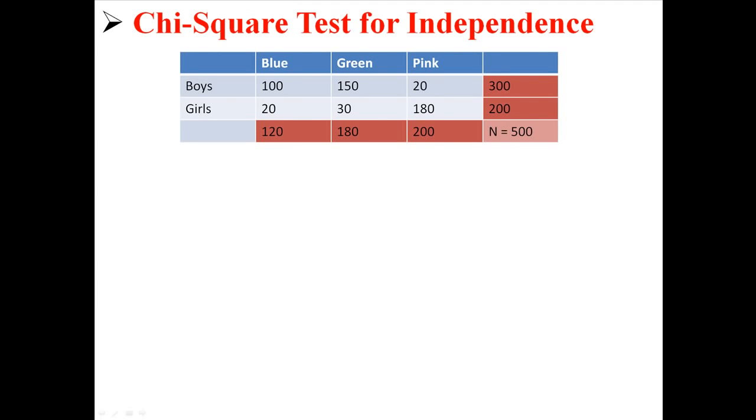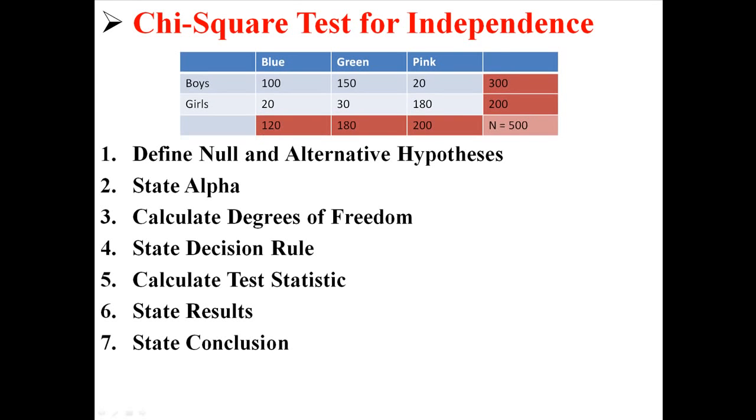So here is our table. On the bottom, you can see that I have the column totals, 120, 180, and 200. And on the right, I have the row totals, 300 and 200. And we had a total sample of 500 people. So we can use this information to calculate our chi-square.